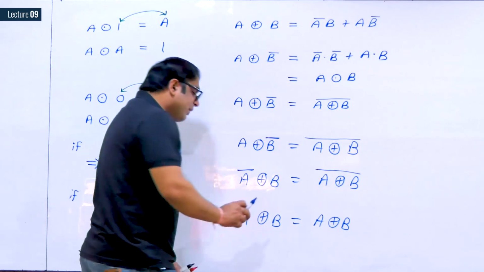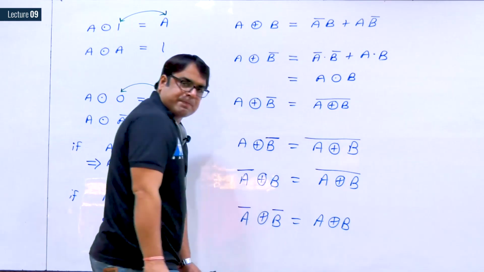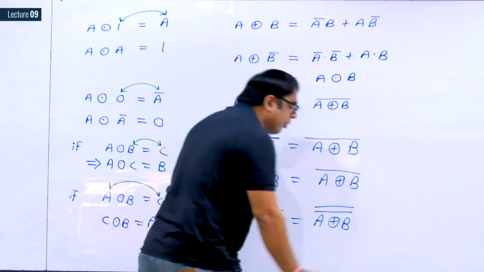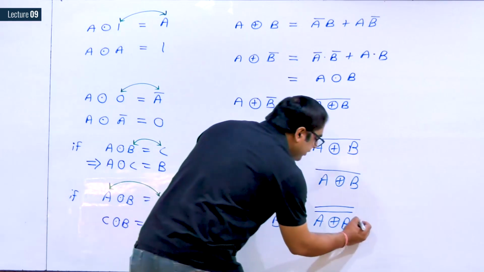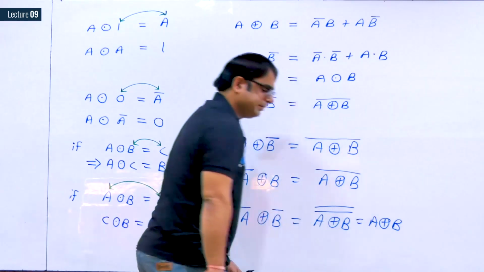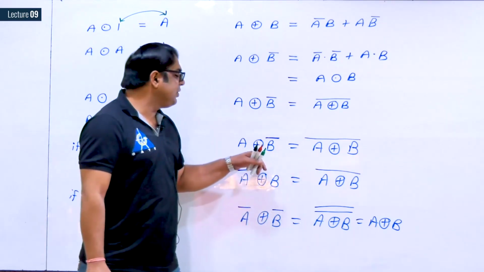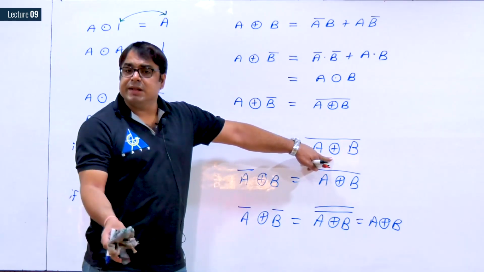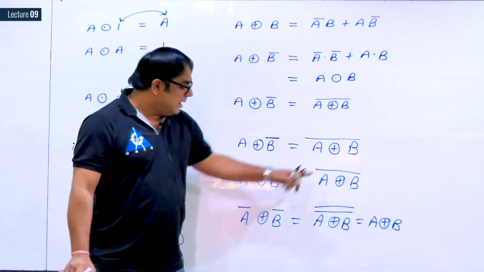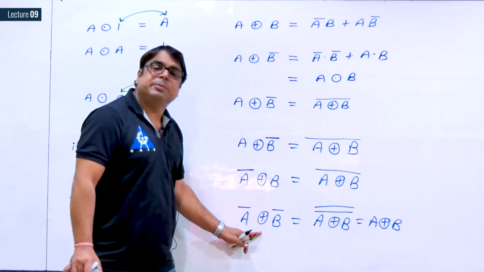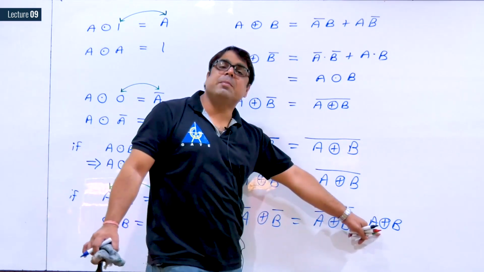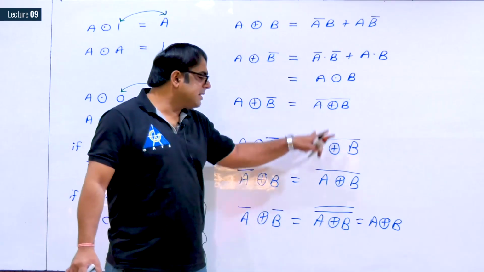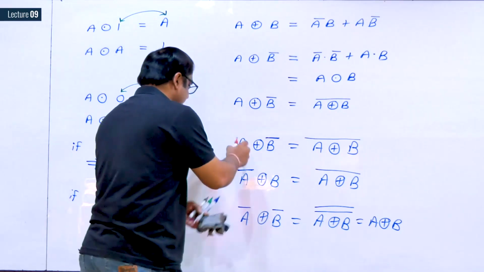Now see, one by one, if I complement both the inputs, the whole function will be complemented two times. That will obviously become A XOR B. So simple conclusion, if you complement one of the inputs, the whole function gets complemented. And obviously complement of XOR is XNOR. And what happens if you complement both the inputs? It will remain the same because double complement gets cancelled. So this is again a very important conclusion.